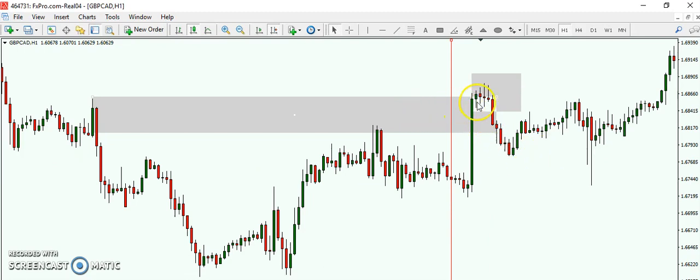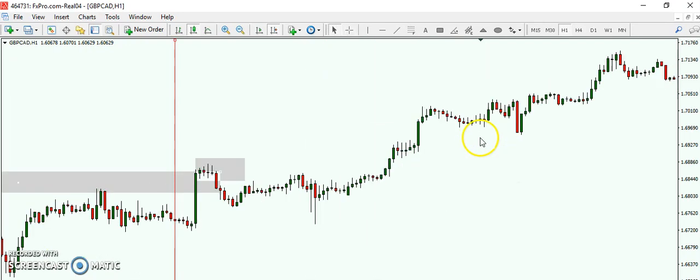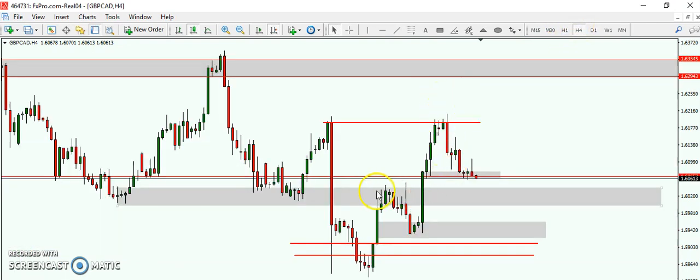Like you see, this price actually broke above the area of interest before giving the sell signal of 67 pips. So I hope you get what I'm saying over there. On my last post I said I was going to go long on GBP CAD at these zones.